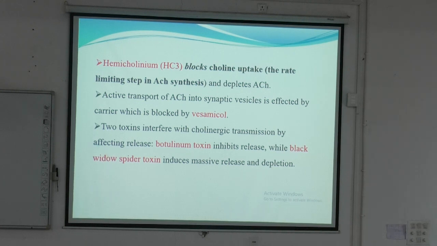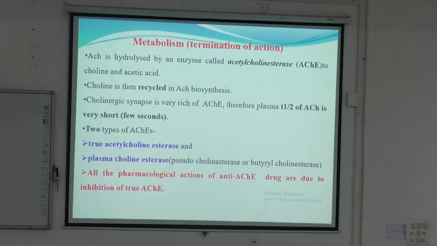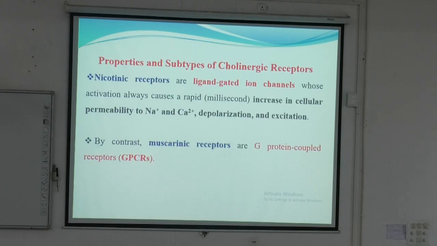Whereas the botulinum toxin blocks the exocytosis of the synaptic vesicle within the neuronal cleft, and by this they can block the cholinergic transmission. So remember, hemicholinium, vesamicol, botulinum toxin and black widow spider toxin. So already we have discussed the acetylcholine esterase and pseudocholine esterase. So when it comes out, this is basically metabolized by the acetylcholine esterase and butyrylcholine esterase, or pseudocholine esterase.